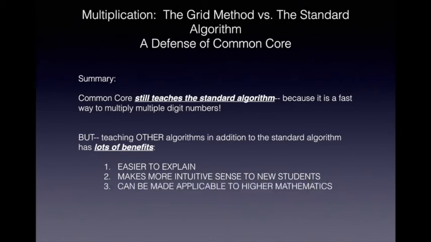They can be made applicable to higher mathematics in a way that the standard algorithms don't. The standard algorithms basically instill in students the idea that math is just a recipe. You basically follow blindly a recipe and you get the right answer. Well, that's not really what math is. Math requires thought. Math requires thinking. Math requires something called number sense. And all of these Common Core methods are designed to help build number sense.